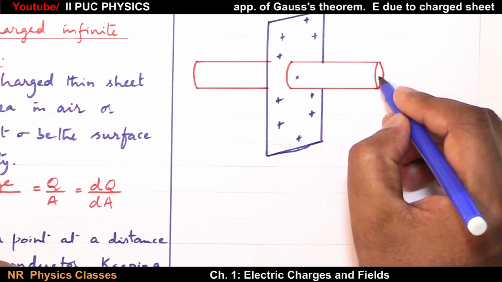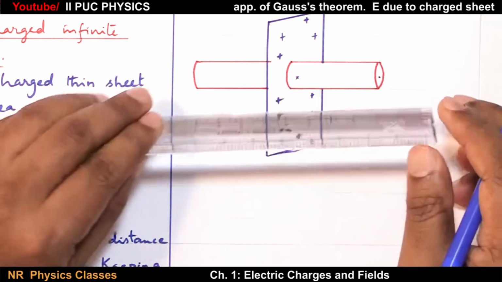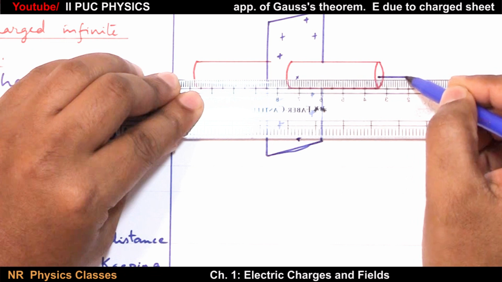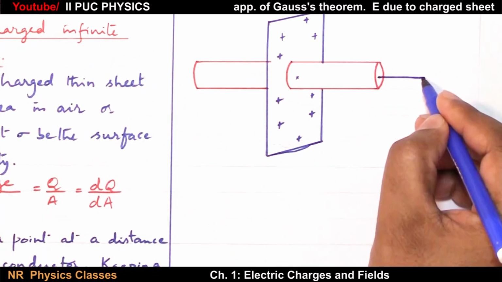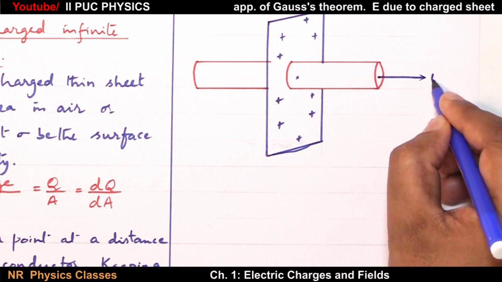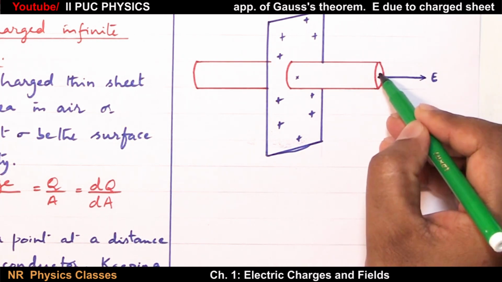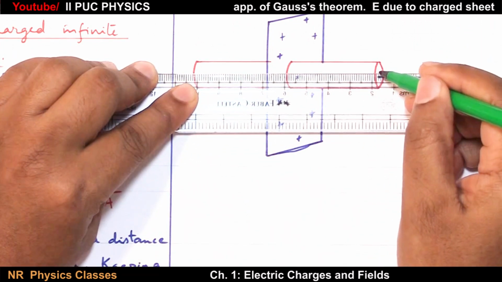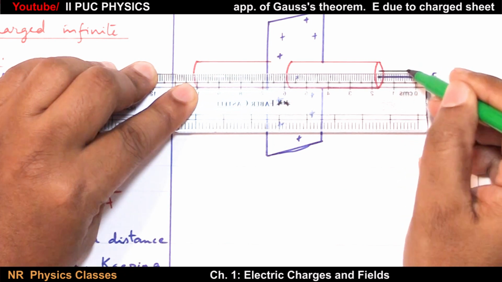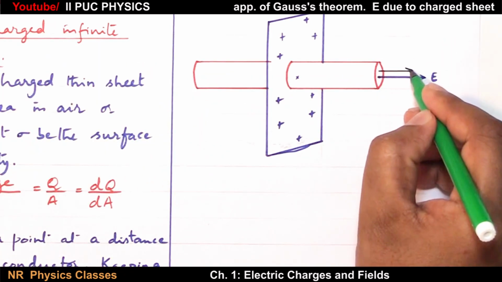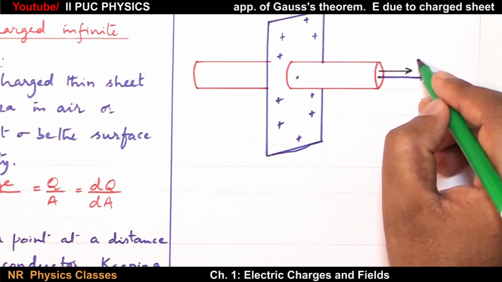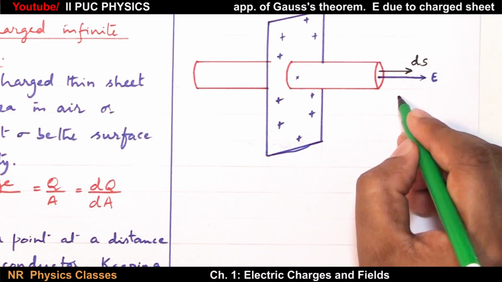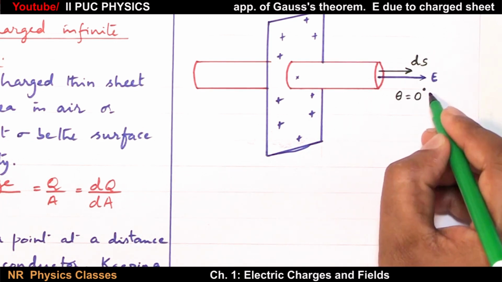Electric field at this point due to sheet of charge is always perpendicular. In the previous application of Gauss theorem, we proved that electric field is always perpendicular. Therefore, this is electric field E. For this circular face, area vector is perpendicular to the face. So this is area vector ds. Angle between electric field and ds is 0. Theta 0 degree.